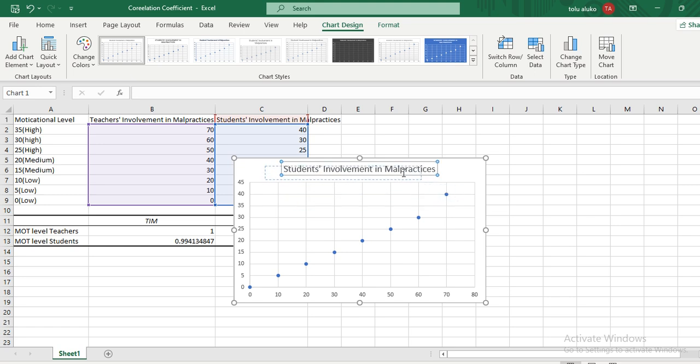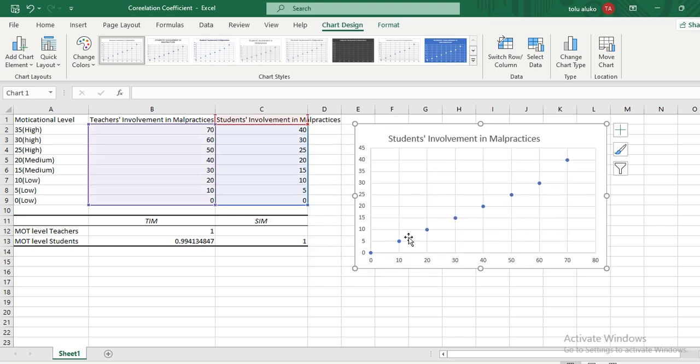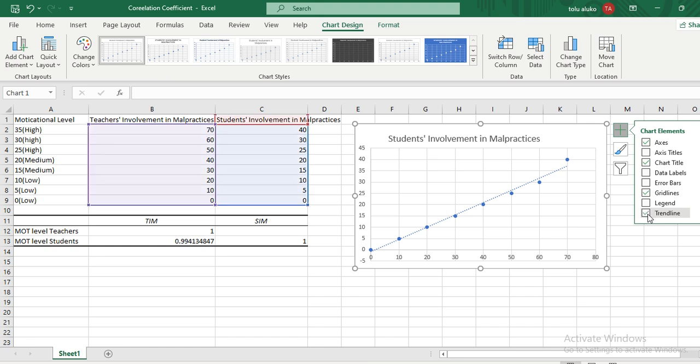So once we are able to do this, let me put this one here. Once we are able to see this, we want to see whether there is a trend of correlation between them. Of course, we can see that there is a high degree of correlation between them. And then I will put on my trend line. And this trend line is touching 1, 2, 3, 4, 5 of the points. So we will know truly here that there is a high degree of correlation between students' involvement in malpractice and teachers' involvement in malpractice.